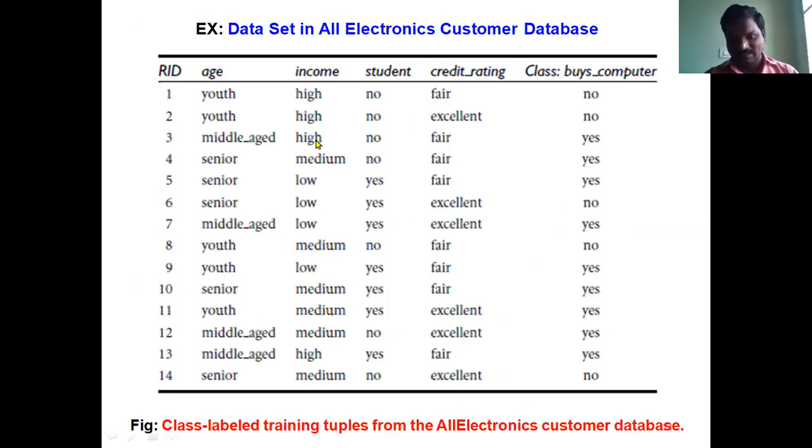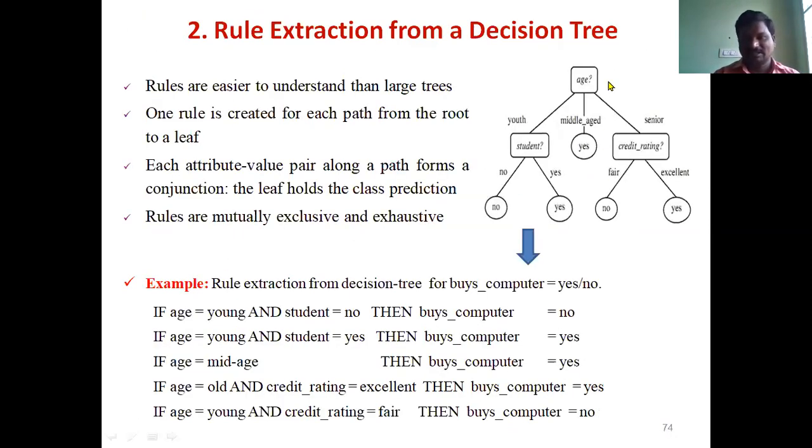I already explained how to generate the decision tree. Based on the data set, you can generate the decision tree like this. Rules are easier to understand than a large tree. One rule is created for each and every path from the root of the tree, for example: age equal to youth, and student equal to no, then buys computer equals no. Each attribute-value pair along the path forms a conjunction, and the rules are mutually exclusive and exhaustive.